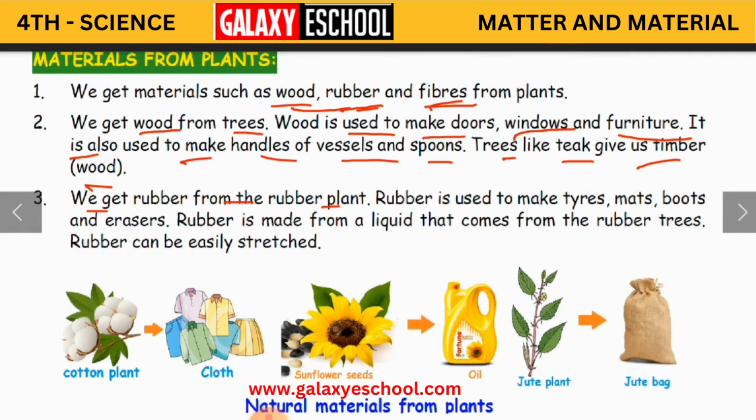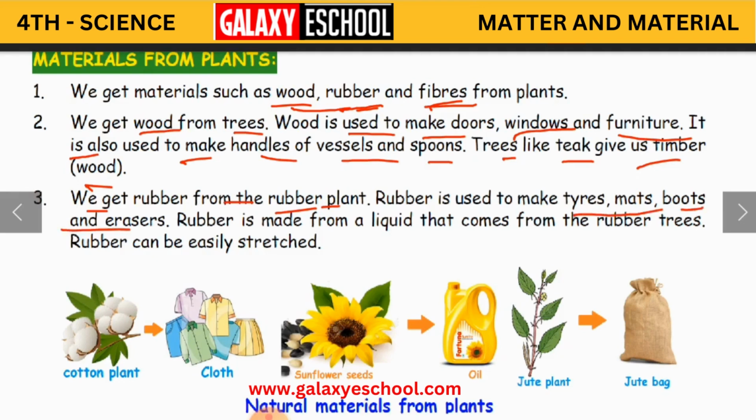Okay, we even use rubber slippers, chappals, toys. So many products are made with rubber. And this rubber is obtained from the rubber plant. So rubber is used to make tires and mats, boots and erasers.